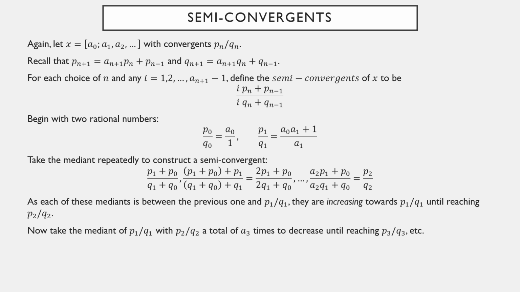Then, now that we have p₂/q₂ constructed, take the mediant of p₁/q₁ with p₂/q₂, then take the mediant of that with p₂/q₂, over and over again, until you've added a total of a₃ p₂'s in the numerator and a₃ q₂'s in the denominator. That will construct p₃/q₃. And now you will be decreasing towards p₃/q₃.